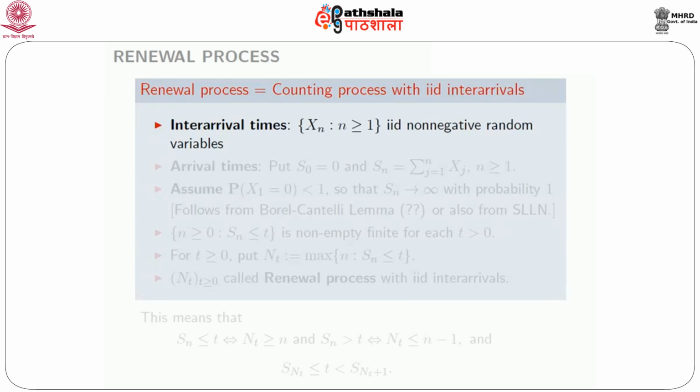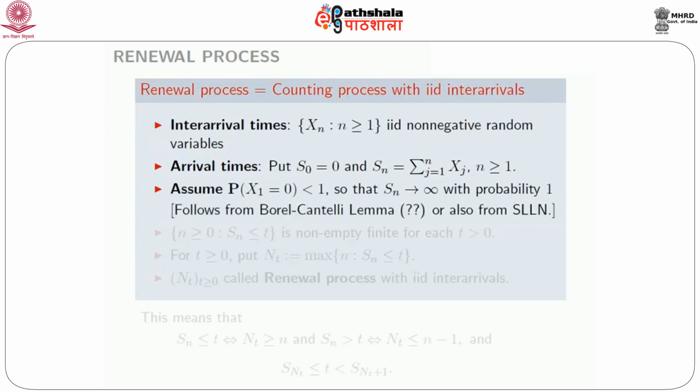As said, the inter-arrival times are denoted X_n, n greater than or equal to 1. They are IID non-negative random variables. At this stage, let me make it absolutely clear that it is only assumed that the X_n's are IID non-negative random variables. We are not making any assumptions as to the nature of the common distribution. It could be discrete, continuous, or a mixture of continuous and discrete. And secondly, they can take the value 0 with positive probability. So everything is possible.